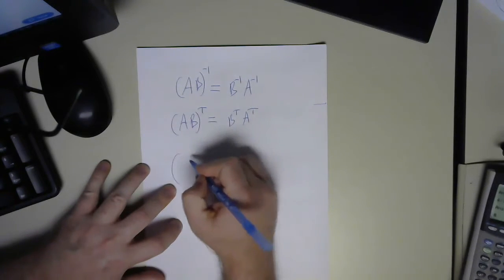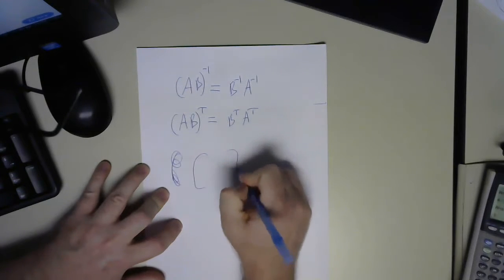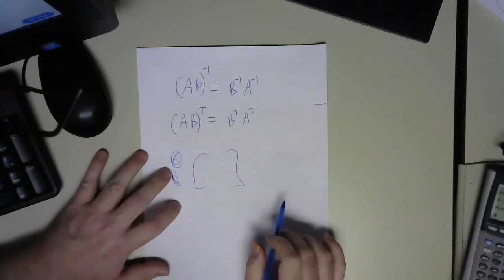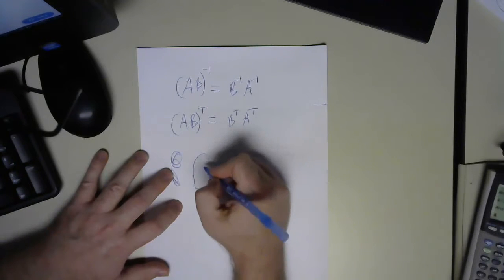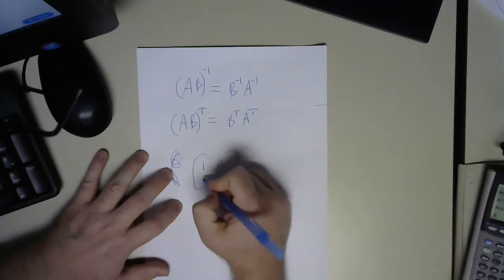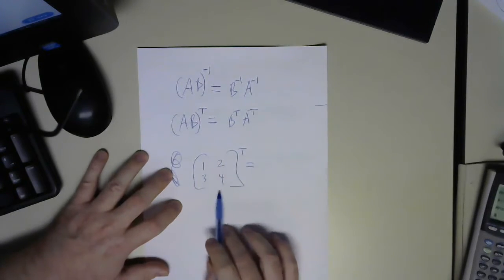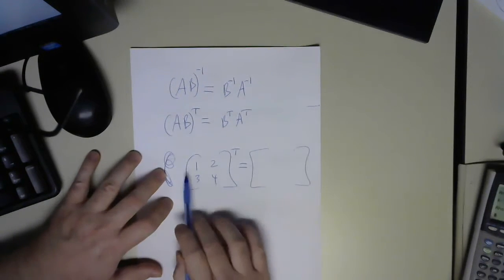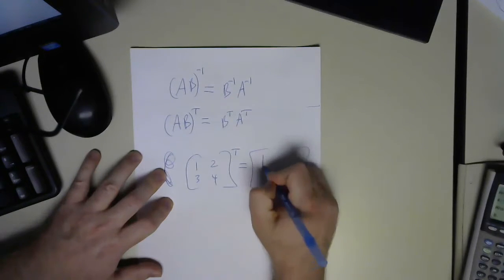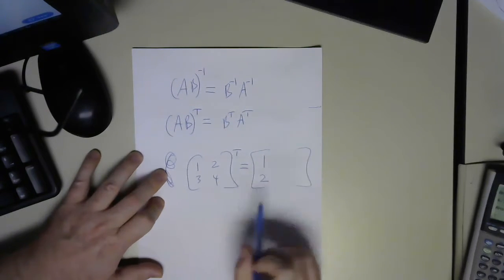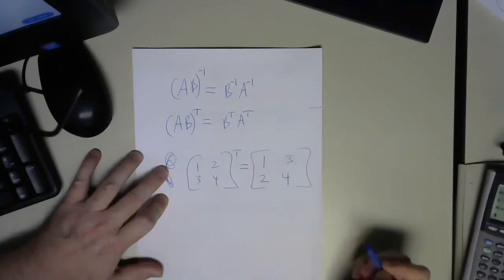What is the transpose of a matrix? It is just the matrix that you get when you switch around the rows and the columns. All right. So let me just give you an example. If I wanted the transpose of this matrix, well, the first row is 1, 2. Just change that into the first column. The second row is 3, 4. Change that into the second column.